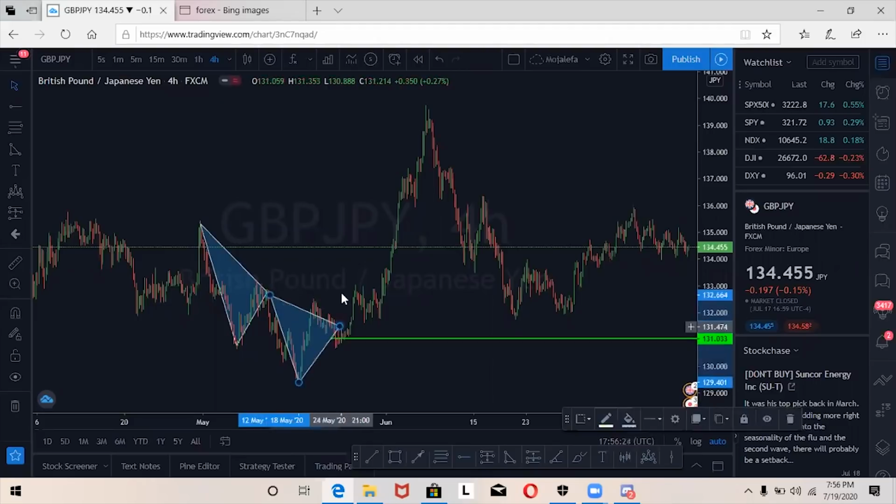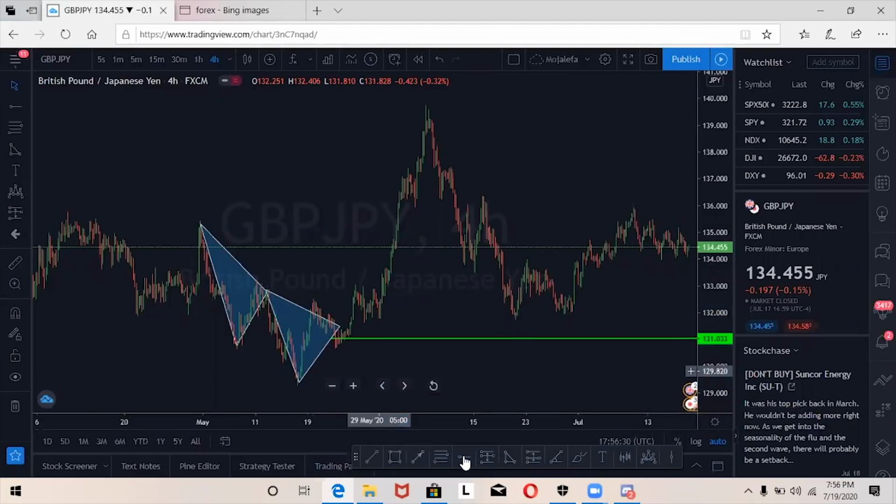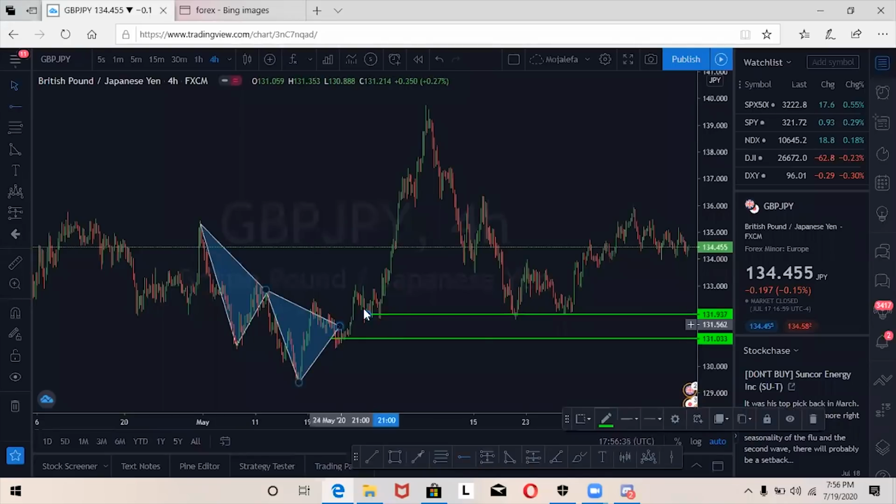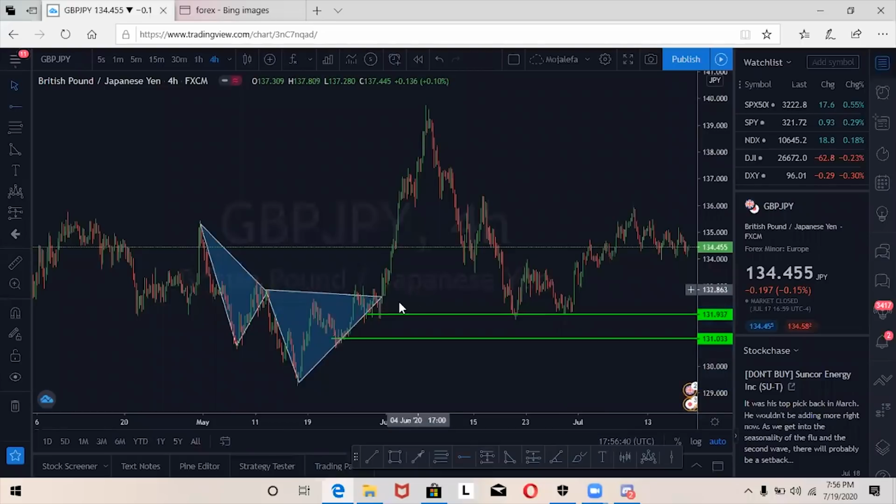Then you're going to say it's something like this. You get what I'm saying? Then the next day the market is here. So now it starts to make sense. Once you see something like this, you already have it in your mind that, you know what, this is a bullish butterfly.